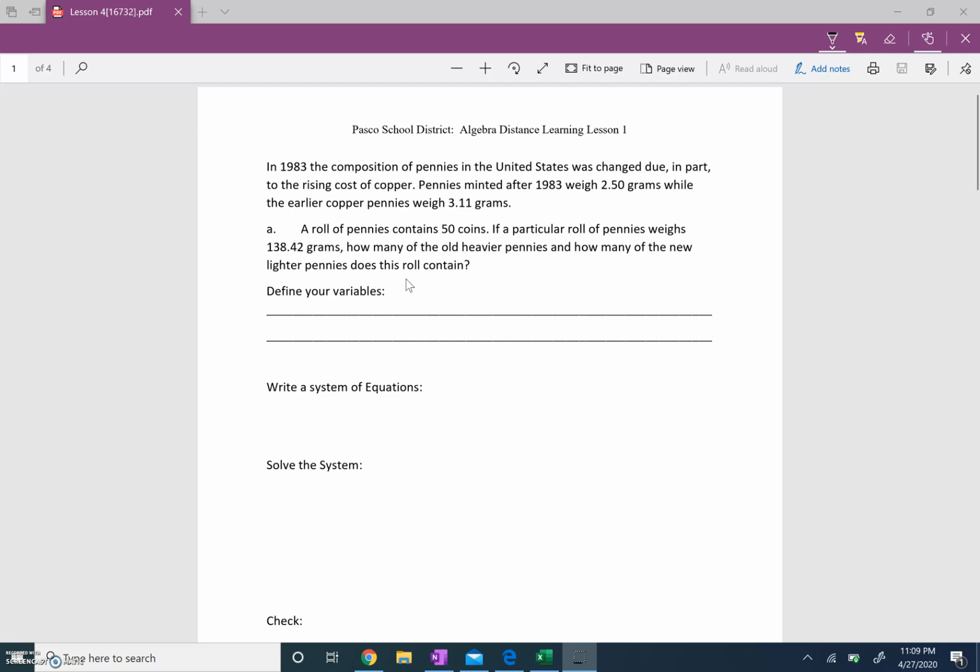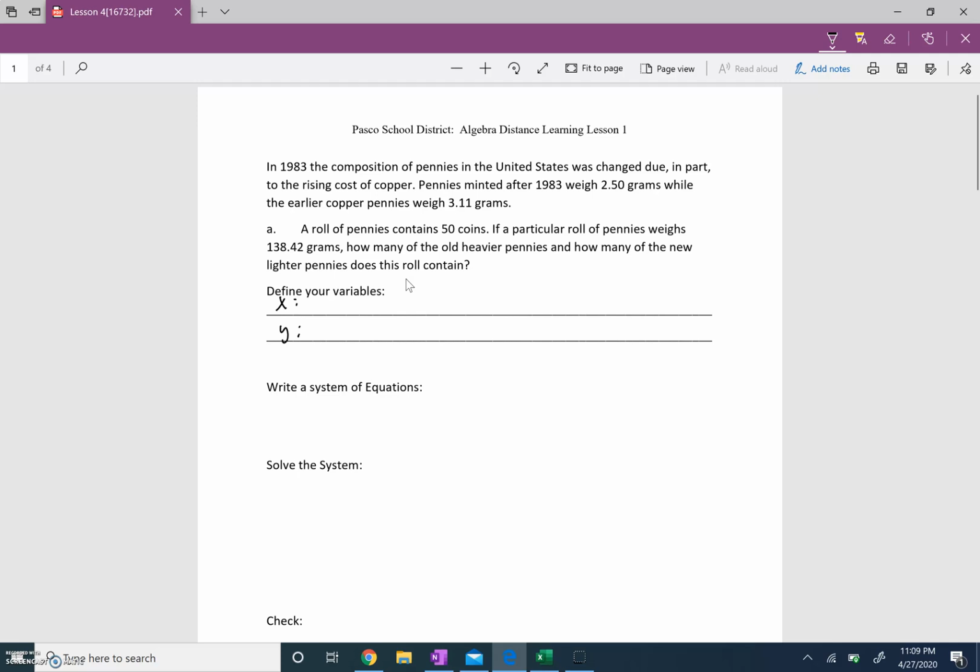We're going to ask you to define your variables first. It's really easy to just start off with x and y, and then you can say what x and y are going to be. What are the two things that we do not know, right? And that's what you're going to name your variables. After you define those variables, you're going to write a system of equations. Now that's probably going to come from the information that's been given to you.